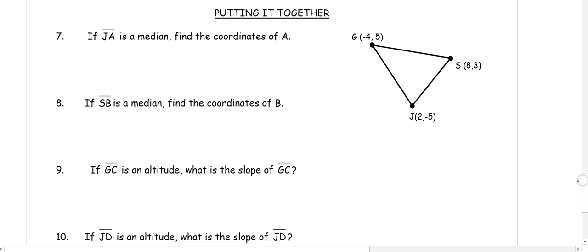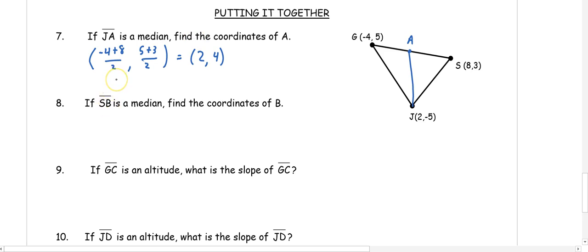So putting it all together, JM is the median. Find the coordinates of A. So if I have a median from J over here to the midpoint somewhere, which is A, so the coordinates, remember, are going to be the midpoint of GS. So to find the midpoint, I'm going to add the x coordinates, divide by 2, and add the y coordinates and divide by 2. So -4 plus 8 is 4, divided by 2 is 2. 5 plus 3 is 8, divided by 2 is 4. So the coordinate would be 2, 4.